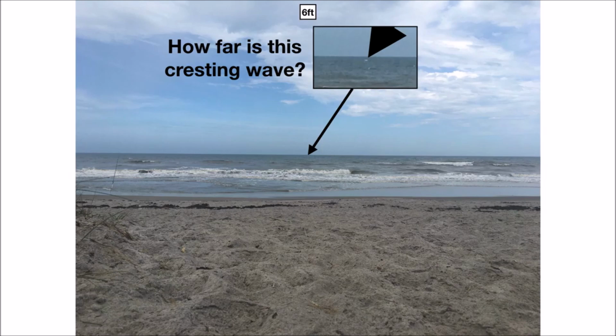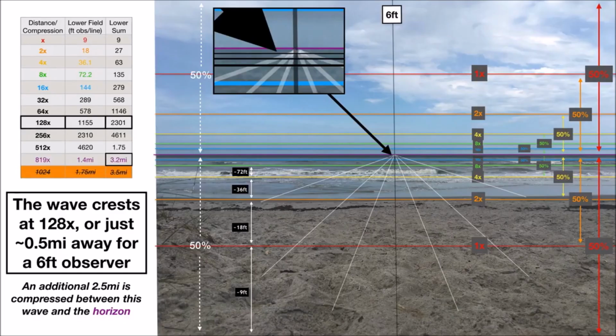You can see the little white dot that the arrow is pointing to in the middle of the frame, and then zoomed in you can see it a little bit better. But how far is that cresting wave, do you think? So when you analyze this, you find that it's essentially about a half mile away.